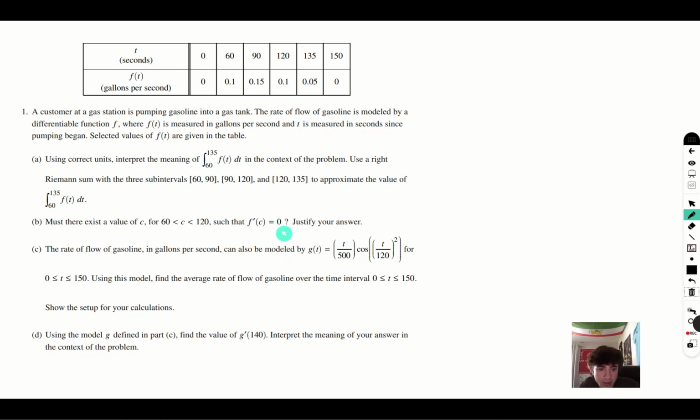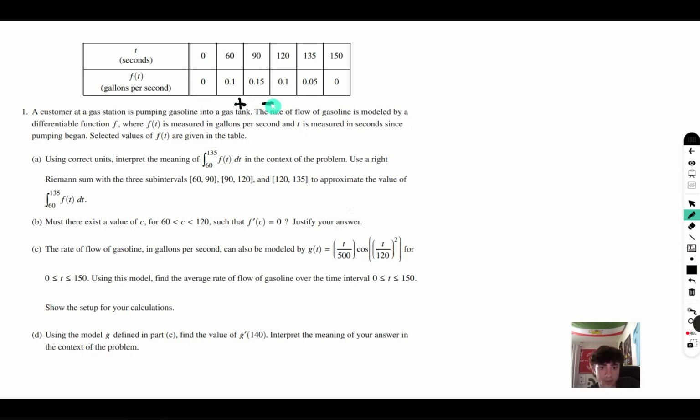Must there exist a value of c in the interval 60 to 120 such that f prime of c is 0? Alright, so we know that f of t increases and then decreases, and we know that when f of t increases, f prime of t is positive. So f prime of t is positive here, and f of t decreases here, so f prime of t is negative here.